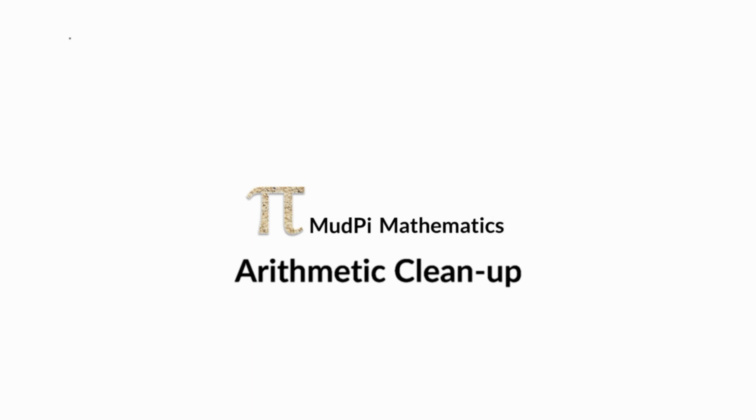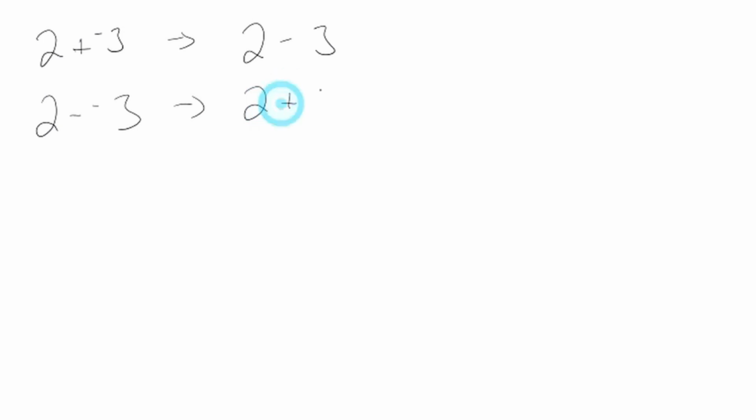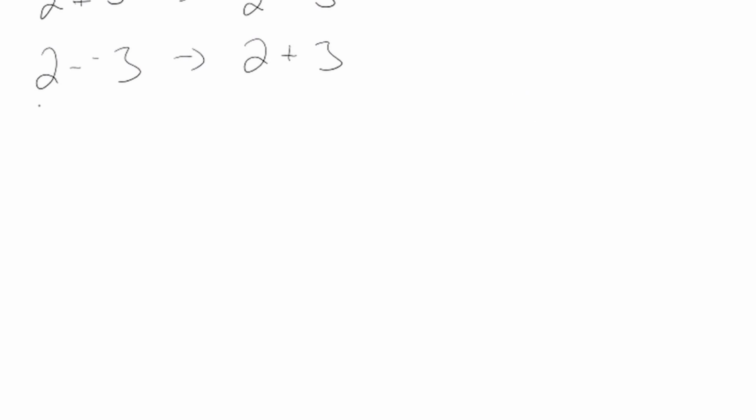One of the first things we want to do with arithmetic is clean it up so that it's easier to read. If we encounter things like this, 2 plus negative 3, it's just easier to write this as 2 minus 3. If we encounter 2 minus negative 3, this would be the same thing as 2 plus 3. Right? If you subtract a negative, it's the same as adding the positive. Okay.